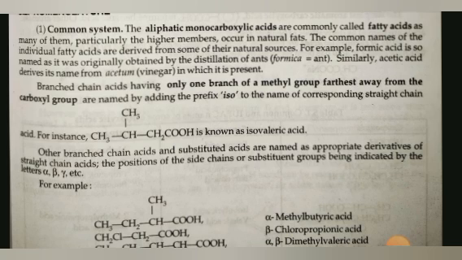Branched chain acids having only one branch of methyl group farthest away from the carboxyl group are named by adding the prefix iso to the name of the corresponding straight chain acid. For instance, CH3 CH CH3 CH2 C double bond OOH is known as isovaleric acid. Other branched chain acids and substituted acids are named as appropriate derivatives of straight chain acids, the position of the side chain or substituent group being indicated by letters alpha, beta, gamma, etc.